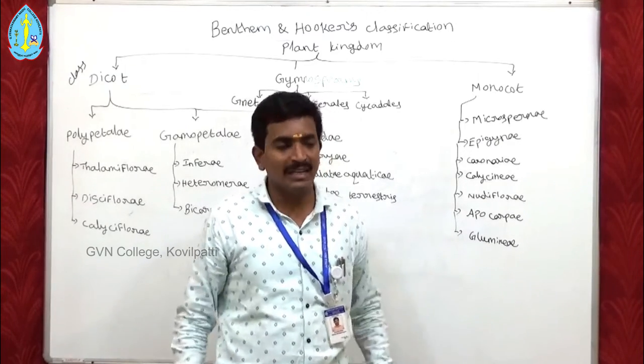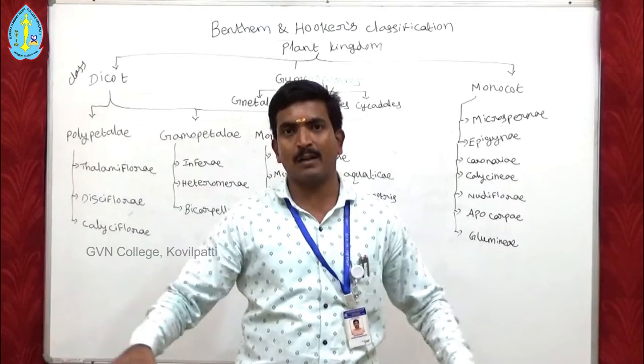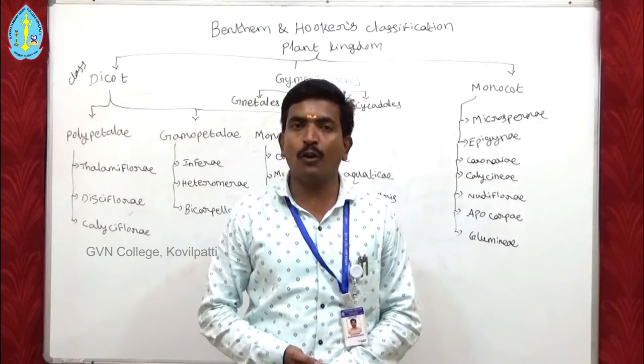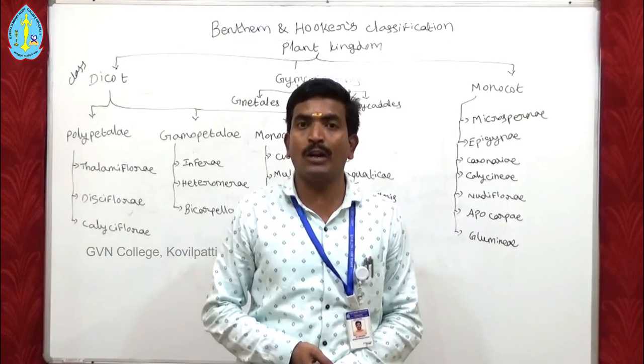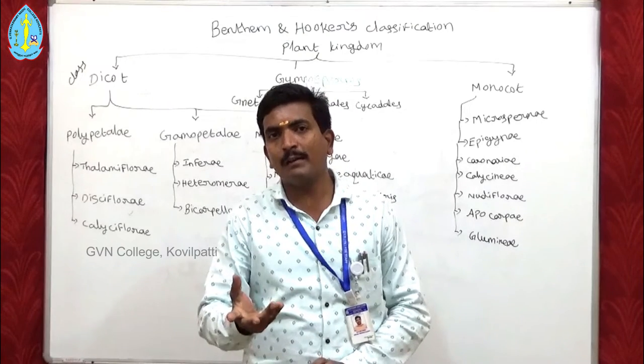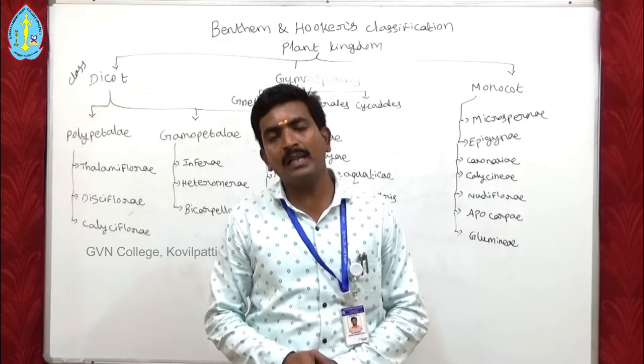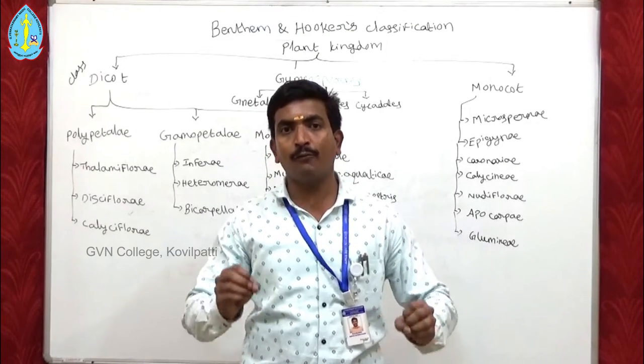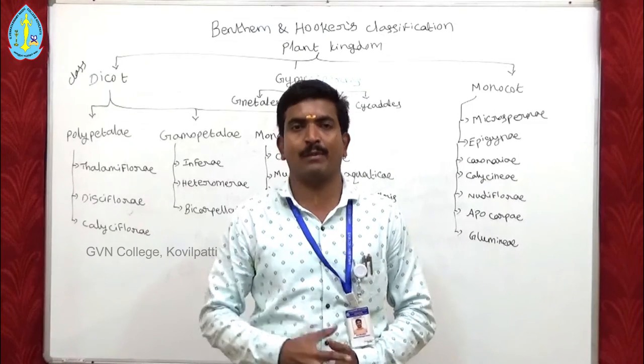First, Bentham and Hooker studied the plants, mainly the flowering plants. The flowering plants are called phanerogams. Non-flowering plants are called cryptogams. Bentham and Hooker classified only the flowering plants, that is, the phanerogams.